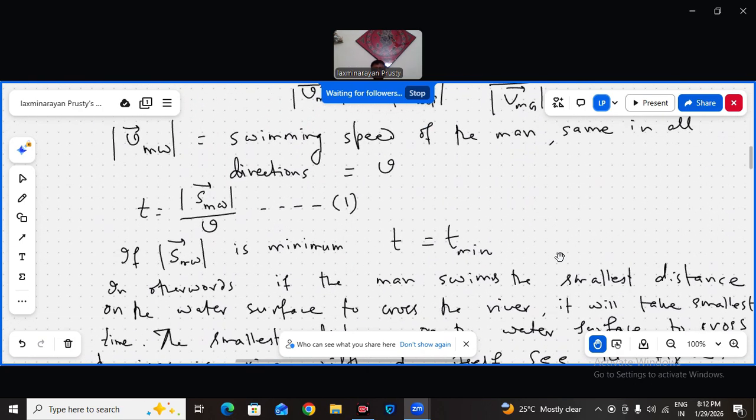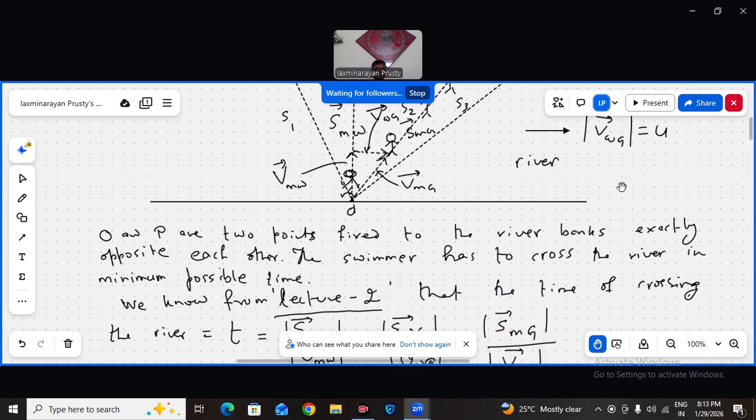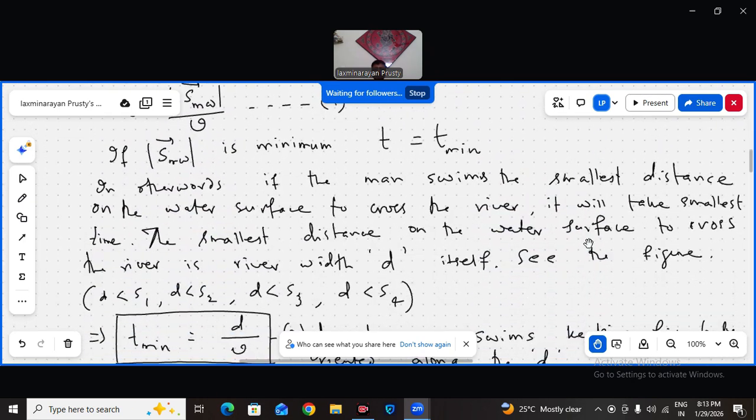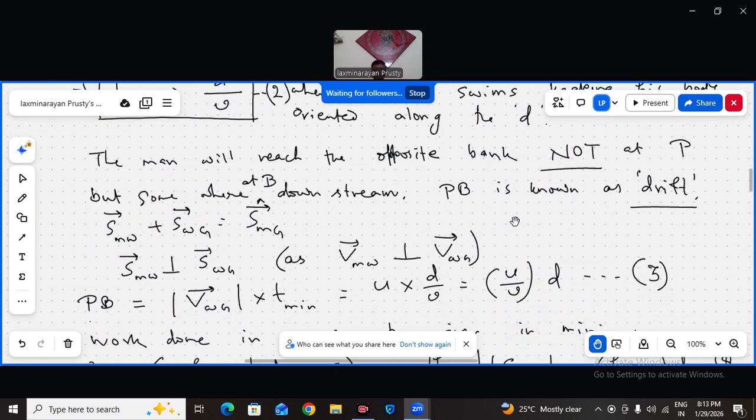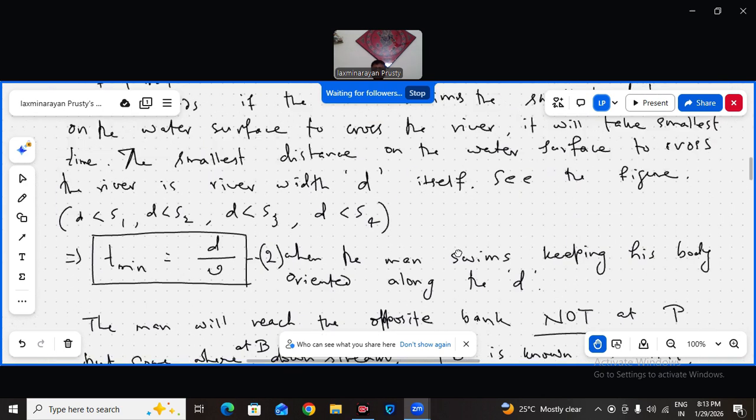So the direct opposite point on the river bank is P and the landing point is B. The P to B distance is the drift. That is SWG magnitude. So then this SMW plus SWG is SMG. See the vector diagram.